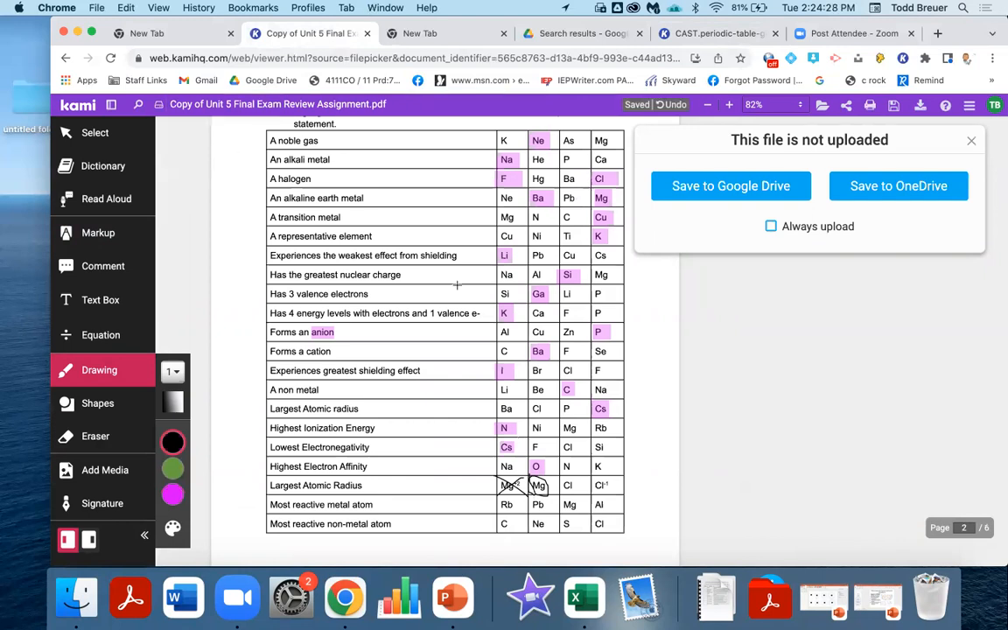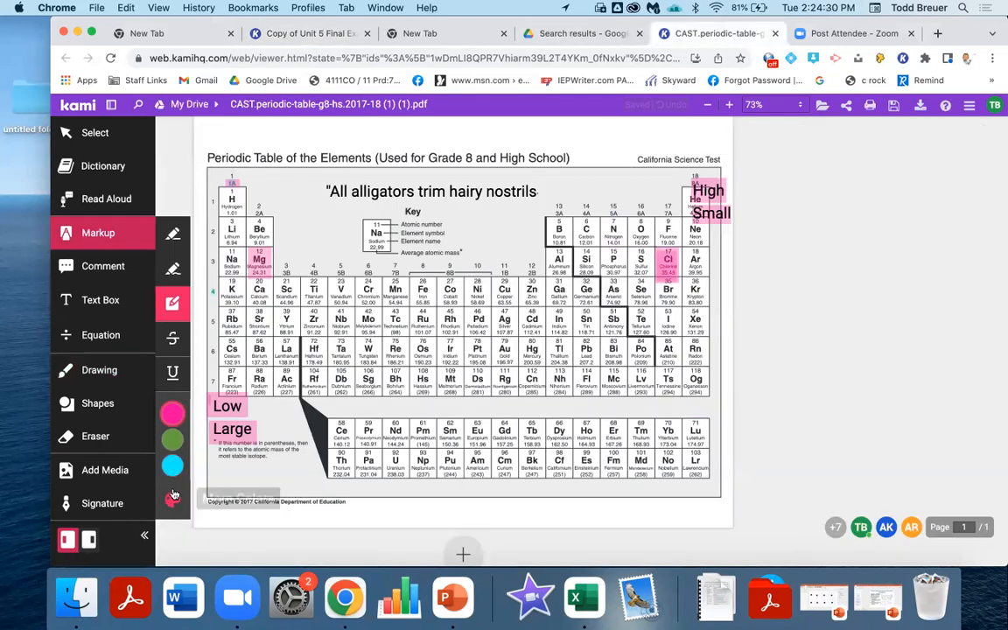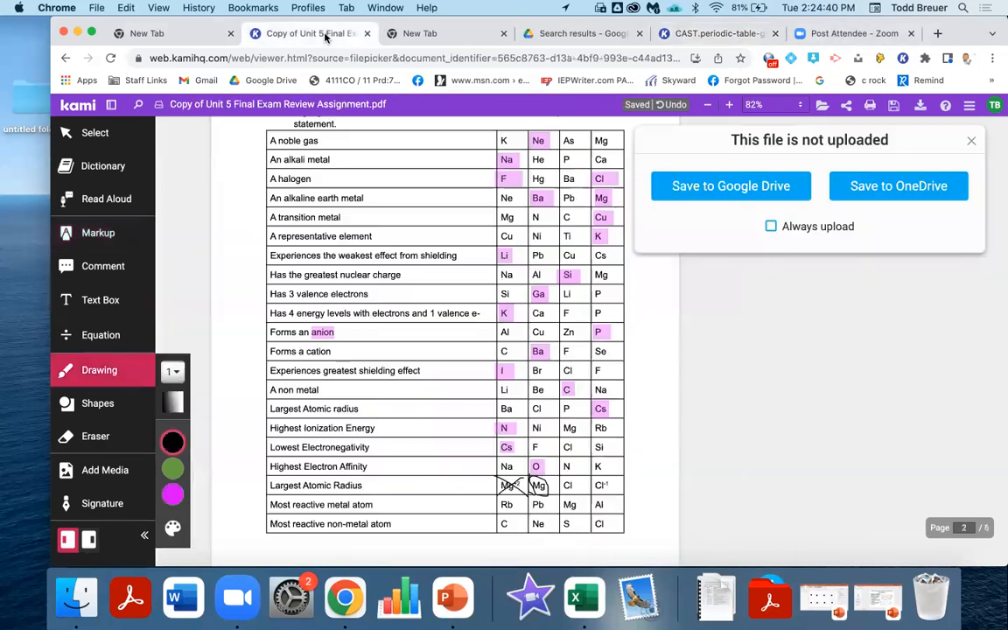Most reactive metal atom. Well, our most reactive element down here that is a metal happens to be francium. So really the closest to that position of those choices is what we would look for. The most reactive based on position, rubidium is closer than any of those.